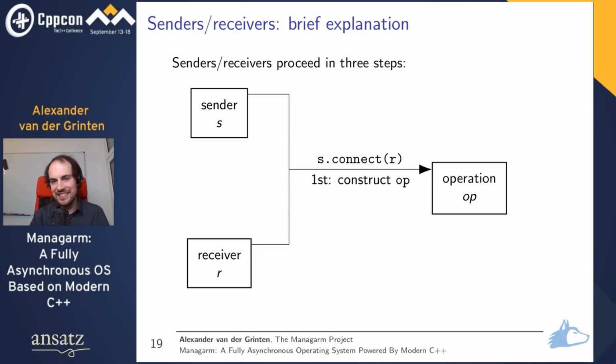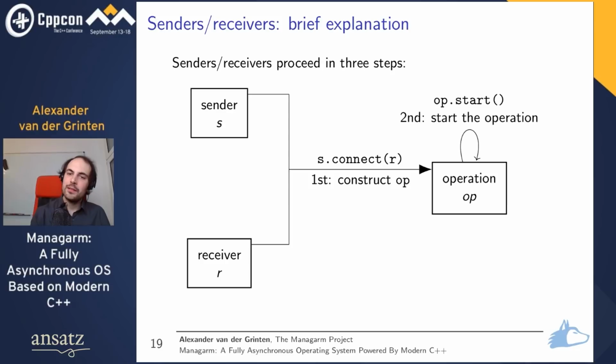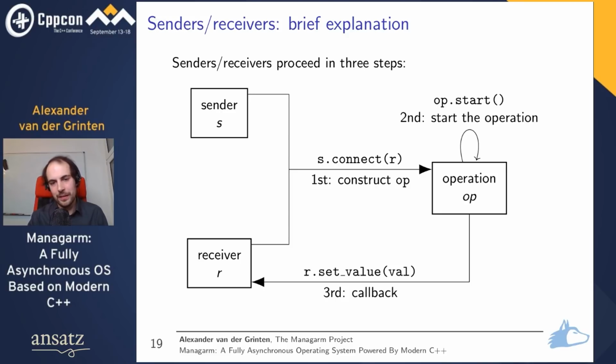Okay, then this does not really start the operation yet. To start the operation, we call a function called start. That's not really surprising either. And now the operation does some async work. When it's done, it calls a function called setValue on the receiver and potentially passes some value to the receiver. That's how our callback works, and that's our 3rd step.